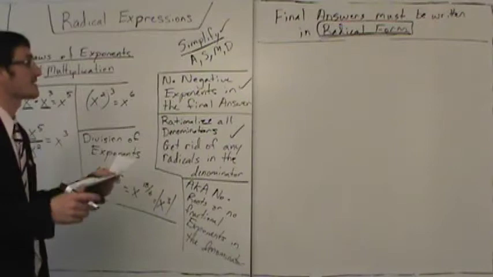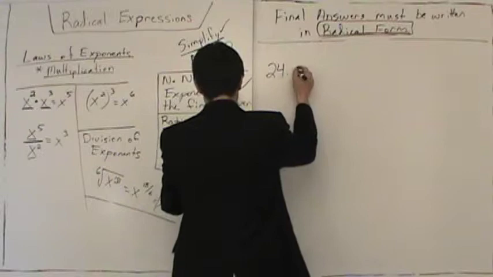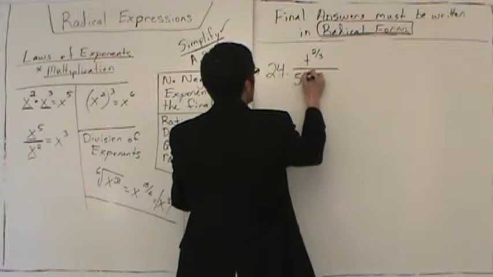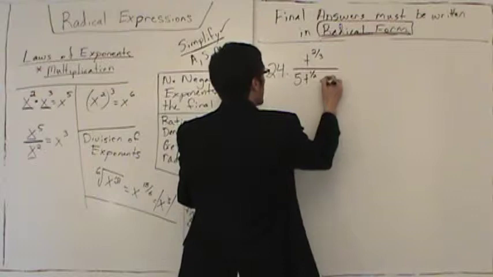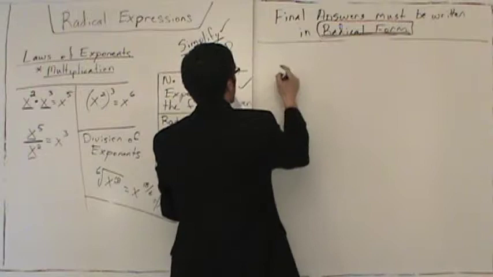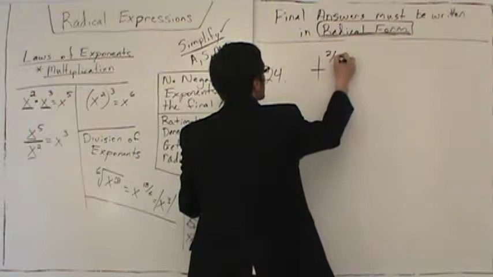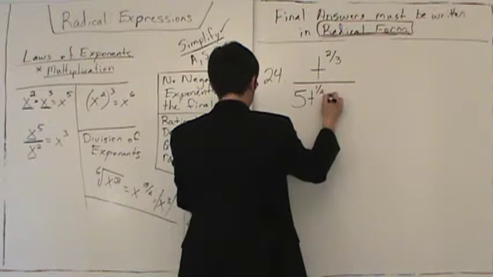Number 24 on the handout sheet that I gave you in class says t to the 2/3 power divided by 5t to the 1/2 power multiplied by t to the negative 3/4. I need to write this a little larger so that you guys can see it on the camera. Number 24 says t to the 2/3 power divided by 5t to the 1/2 power multiplied by t to the negative 3/4 power.